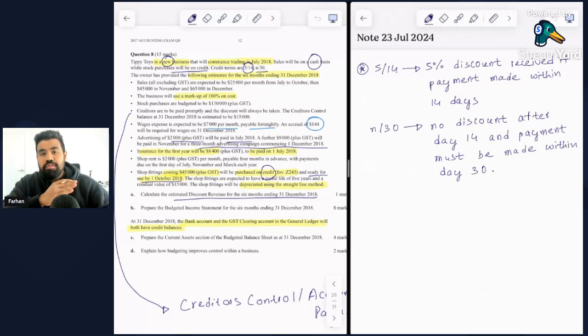You can see the question on the left-hand side of your screen, and on the right-hand side you can get to see all the workings, which I'll explain step by step.